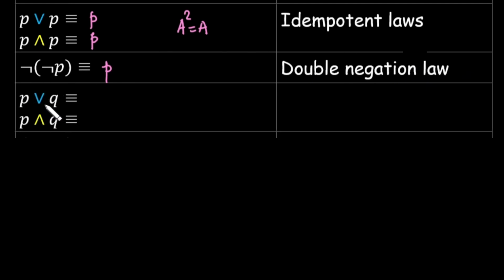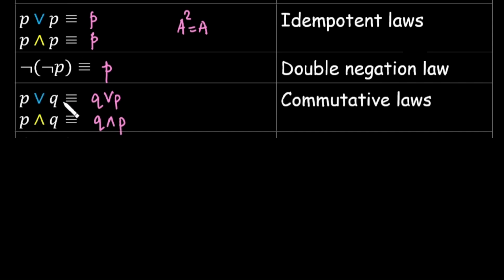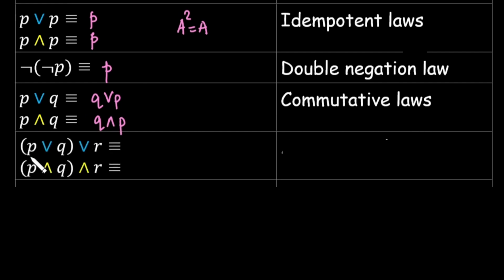Next is P or Q. That can also be read as Q or P. And similarly, if I write P and Q, that can also be written as Q and P. So whether you write the statement first or later, the meaning is the same. So logically both the statements are the same, and here we are commuting these two propositions and hence it is called the commutative laws.